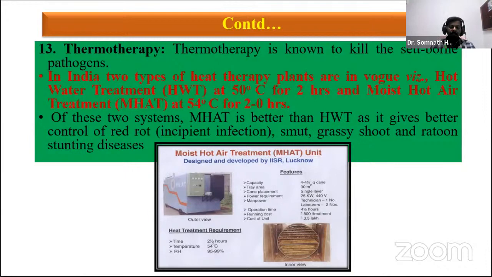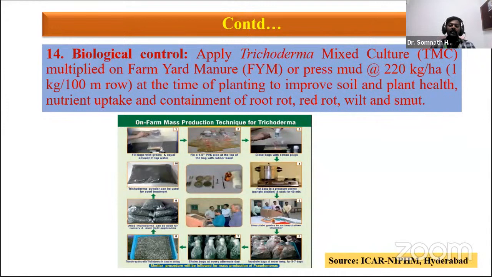And finally, we need to apply other biological control means, using biocontrol agents like Trichoderma. When these Trichoderma mixed cultures, like TMC, are mixed with farmyard manure or press mud and applied at approximately 220 kg per hectare at the time of planting, they can improve soil and plant health, and of course the nutrient uptake of the crop can be improved, and the incidence of root rot, red rot and wilt can be reduced.